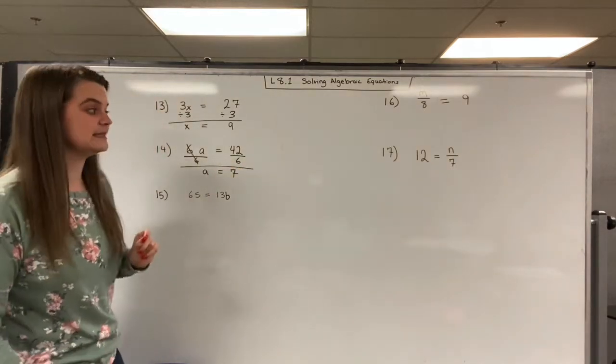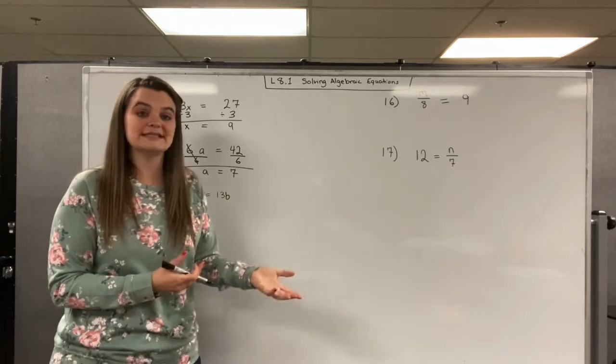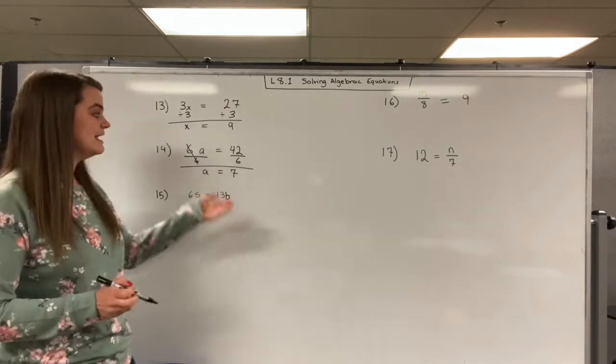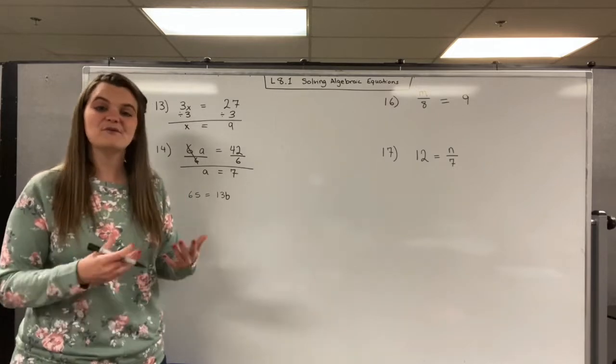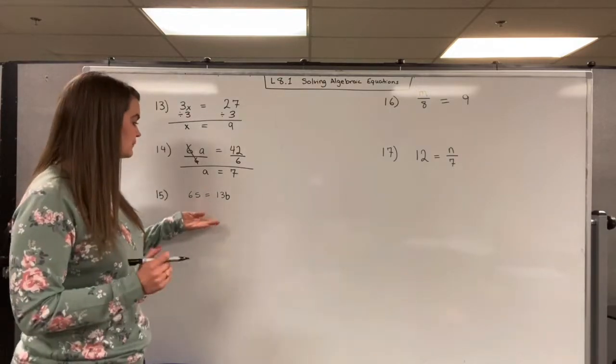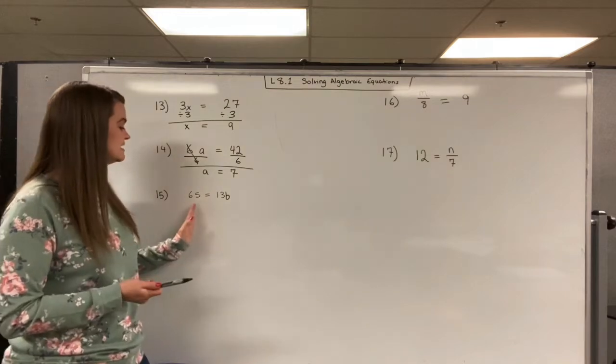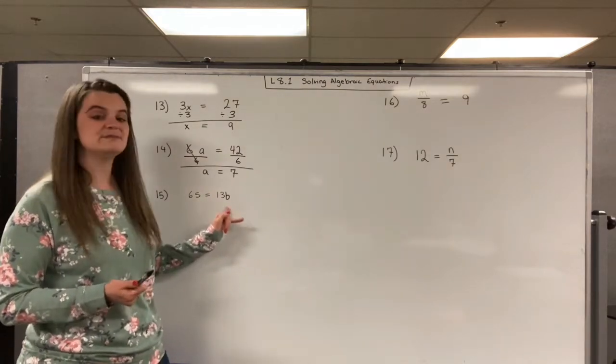Something you should start to notice, as you could have noticed it earlier when we were adding or subtracting, and you'll notice it here when we're multiplying and dividing. We do the opposite of whatever function is here, right? So let's look at number 15. 65 equals 13 times b.